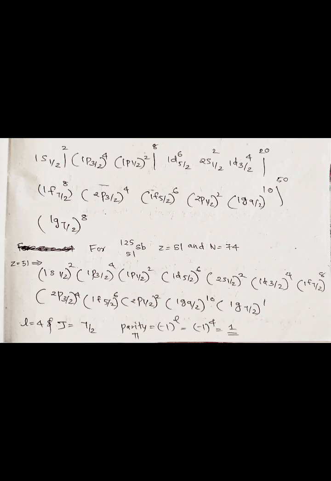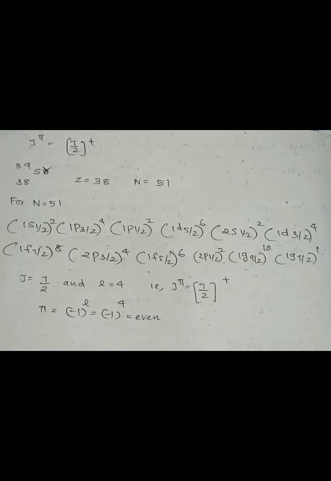So the unpaired nucleon is filled in the g orbit. So for g orbit, L is equal to 4 and the last nucleon is filled in 1g 7/2, so that j is equal to 7/2. So here the parity is pi equal to (minus 1) raised to L, that is L is equal to 4, that is (minus 1) raised to 4, that is equal to 1. That means here we get the positive parity. So j pi is equal to 7/2 plus.